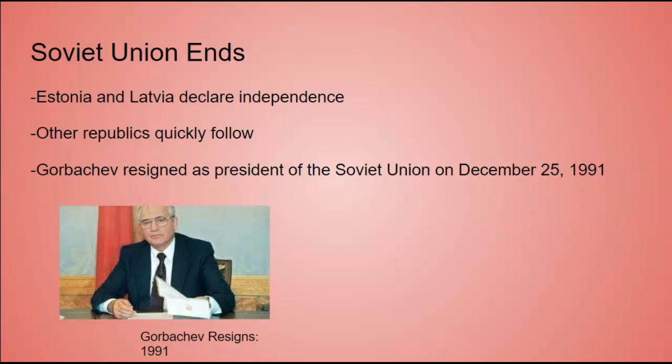The August coup angered many people and republics of the Soviet Union, leading to the acceleration of the breakup of the Soviet Union. Estonia and Latvia quickly declared their independence. Even though Gorbachev pleaded for unity, the rest of the republics soon followed and declared their independence. On December 25, 1991, Gorbachev resigned as president of the Soviet Union, a nation that no longer existed.